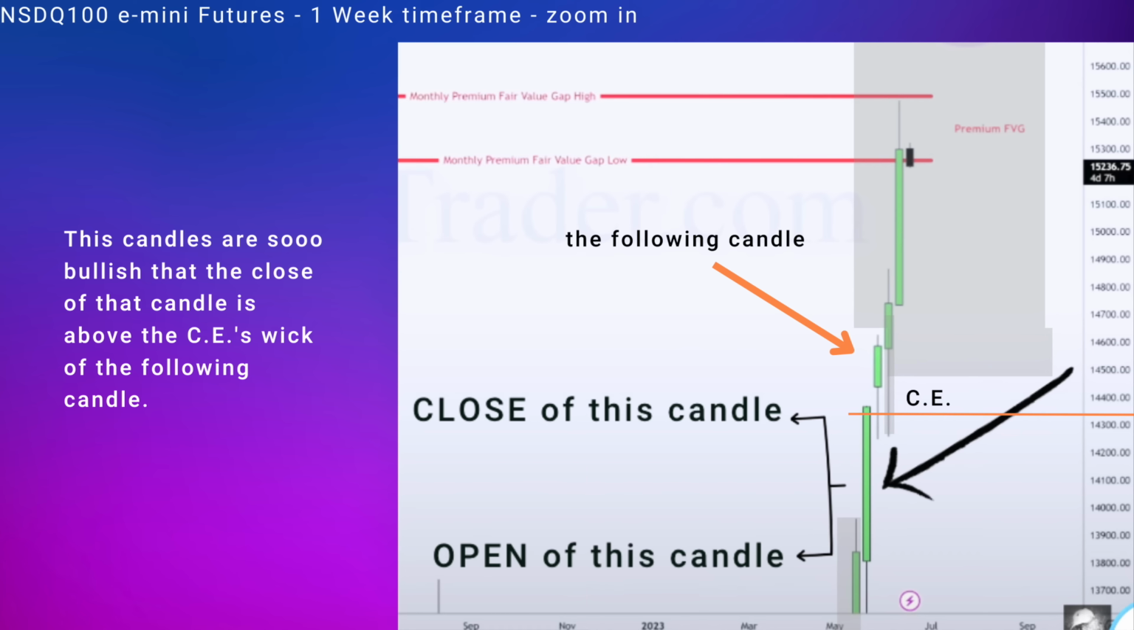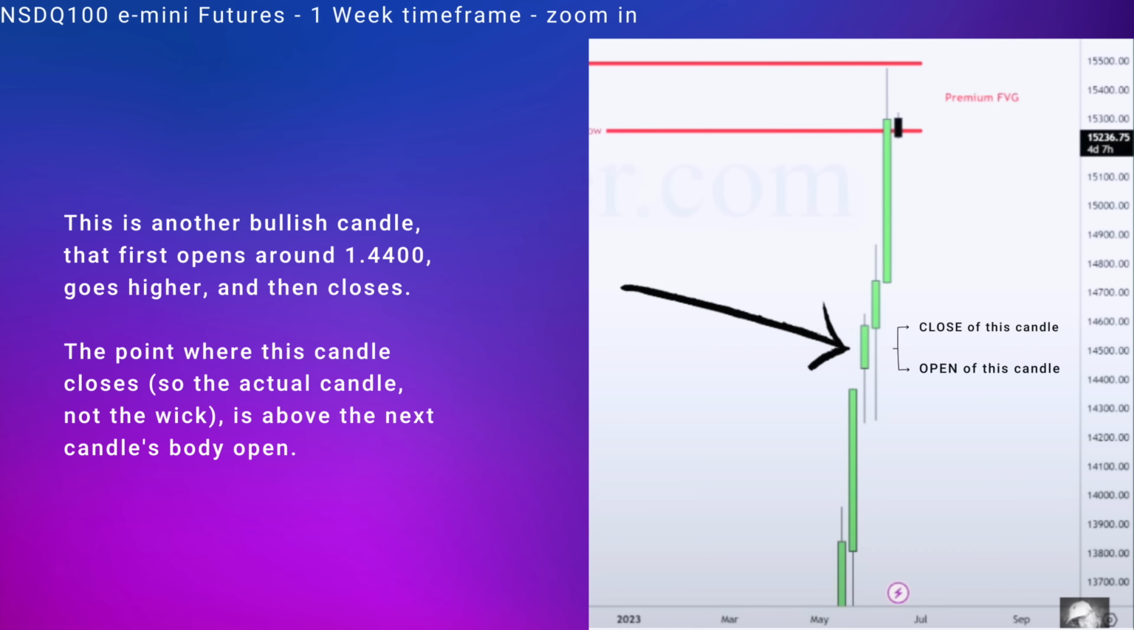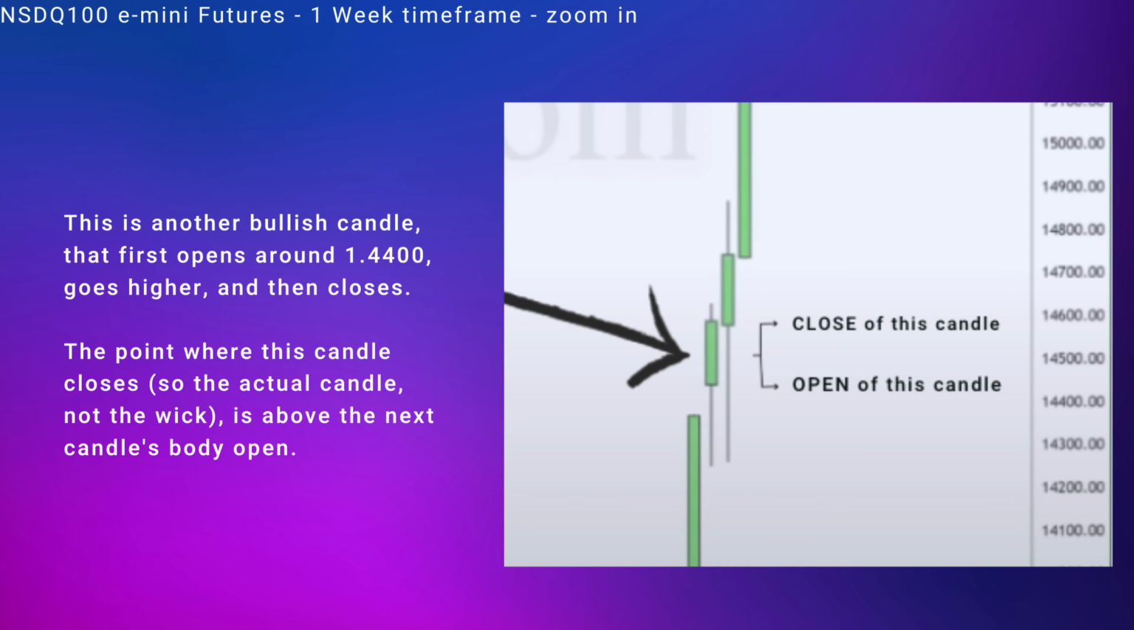Let's go to the next candle. What do we observe here? If we take that candle, we can see where it opens and where it closes, and we can see also its wick. So this is another bullish candle. The point where this candle closes, so the actual candle, not the wick, is above the next candle's body open. Let me highlight it and zoom in even more so that you can see it with more precision. The point where this candle with the black arrow closes is above the next candle body open. And so the wicks are showing that they are very, very bullish.